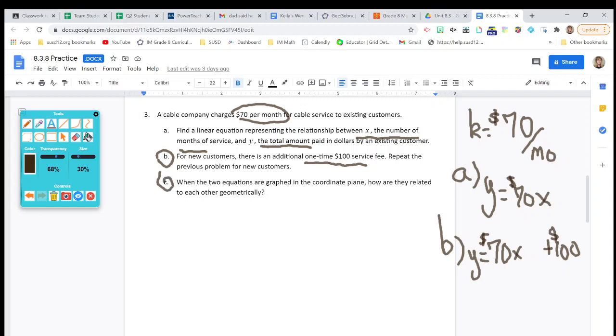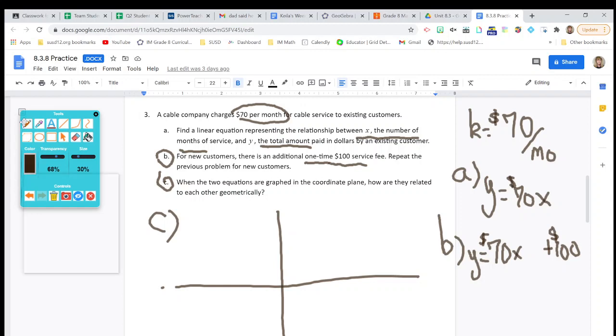Problem C. When the two equations are graphed in the coordinate plane, how are they related to each other? Okay, let me just sketch a coordinate plane. And you should sketch this too. You're going to need this on your paper. You're going to need to answer A, B, and C. Okay, looking at A, the graph of the line is y equals 70x. We already know that if x equals 0, y equals 0. So go ahead and plot your first point there at 0.